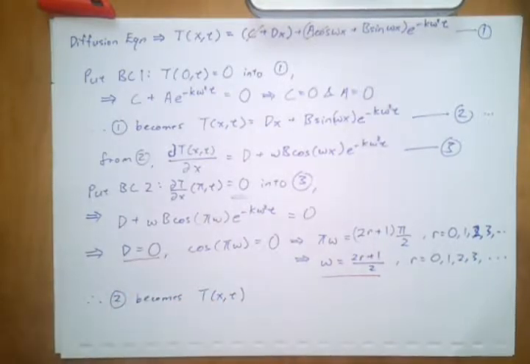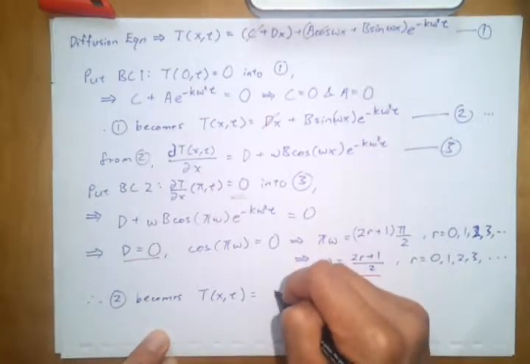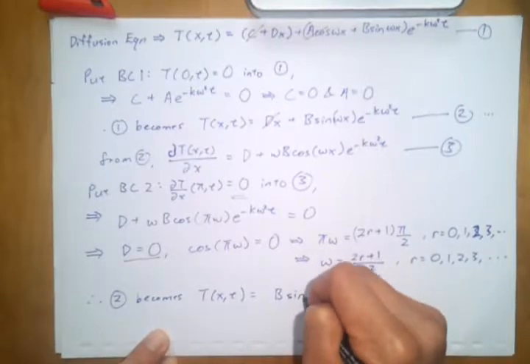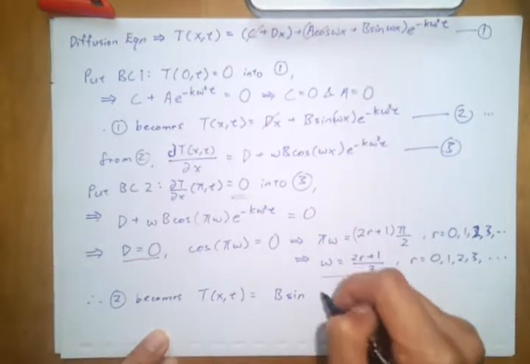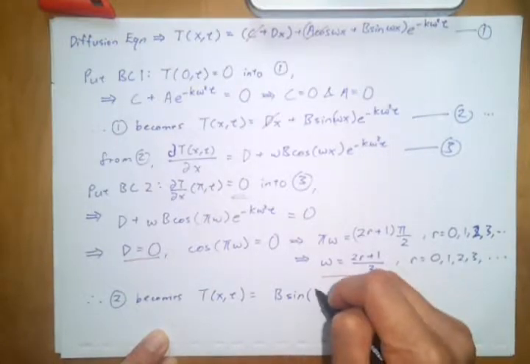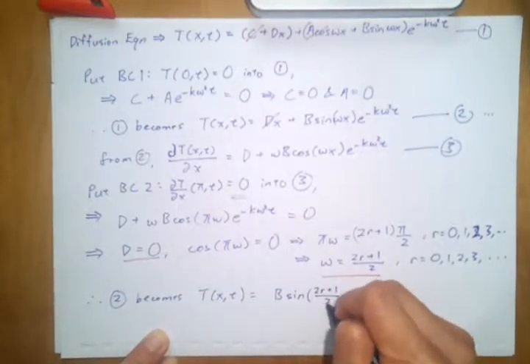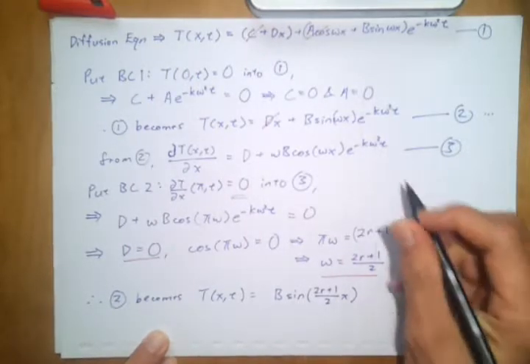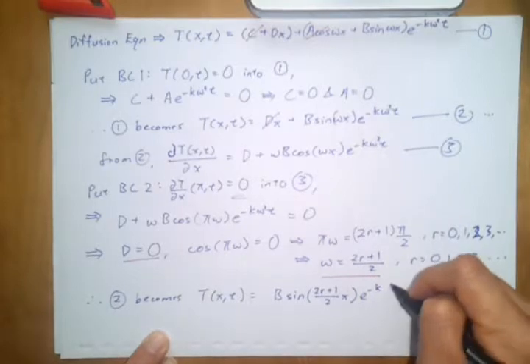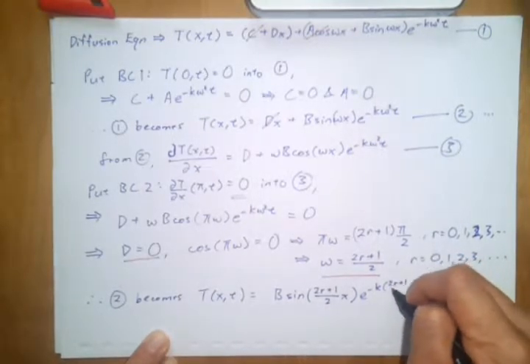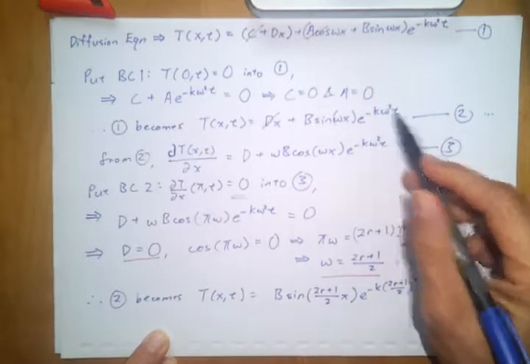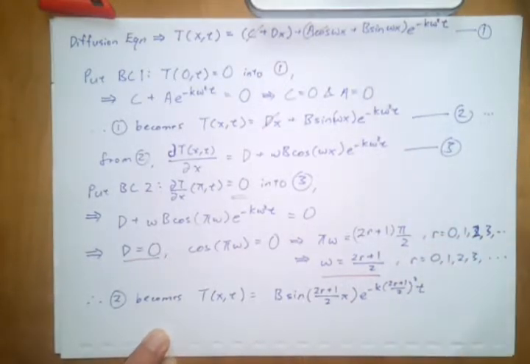So d is 0 already, so no more d. I'm just left with b sine, and omega here is (2r+1)/2, so with (2r+1)/2 x, times e to the power minus k ((2r+1)/2) squared, omega, times t. So again, your r can take on the values of 0, 1, 2, 3, and all the way up to infinity. So the value of r we take is everything.